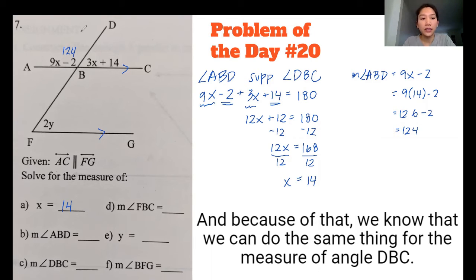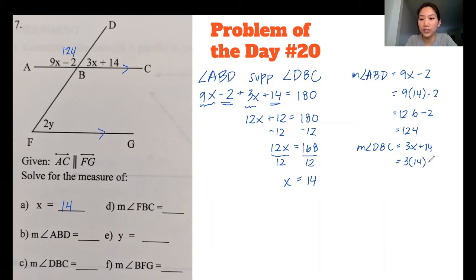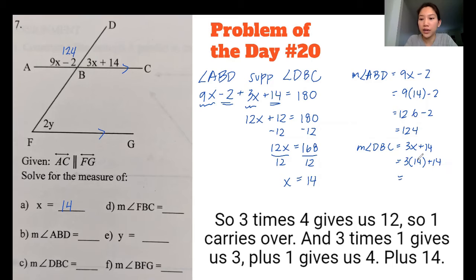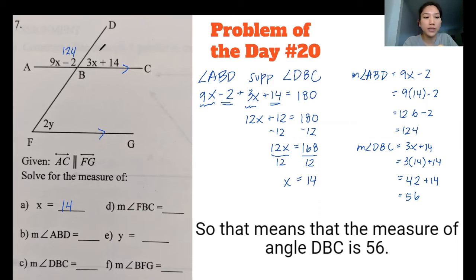Okay, and because of that, we can do the same thing for the measure of angle DBC. Okay, so measure of angle DBC is equal to 3x plus 14. And again, plug in 14 for X. So 3 times 4 gives us 12, so 1 carries over, and 3 times 1 gives us 3, plus 1 gives us 4, plus 14, and then when you add them together, that gives us 56. So that means that the measure of angle DBC is 56.